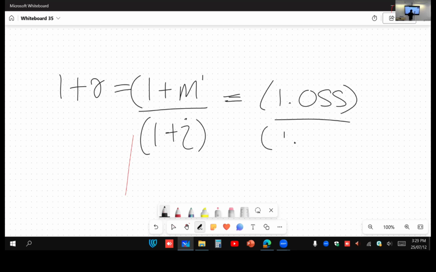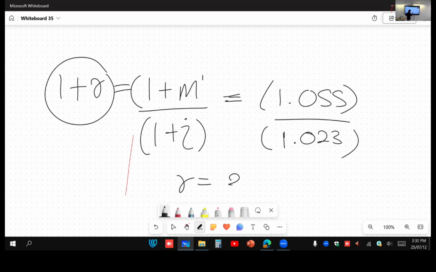So this is 1 plus r. How can you take r? Simplify this, minus 1, and you will get 3.1% for part 1. They are asking for 2013. It's just a matter of selecting the bank base rate and the inflation rate, inserting the figures here and taking it.